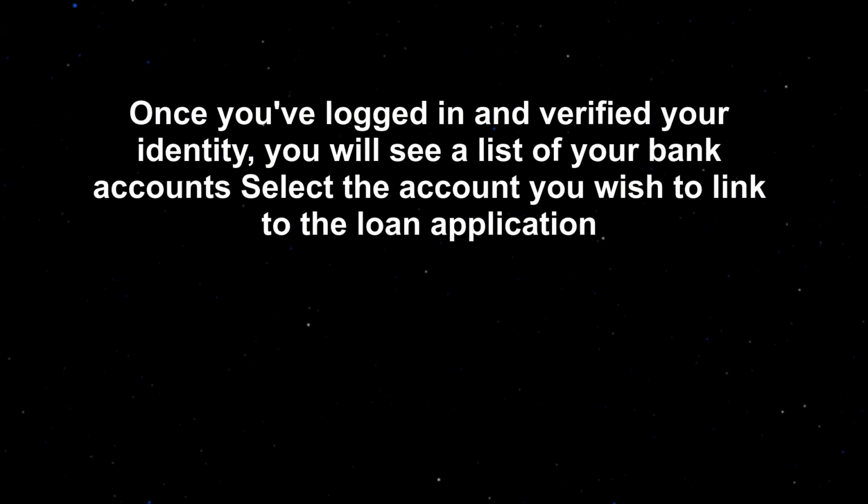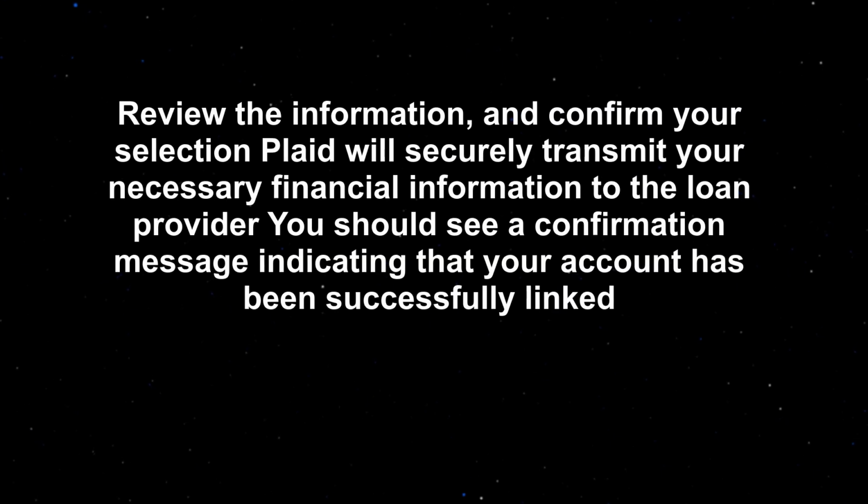Once you've logged in and verified your identity, you will see a list of your bank accounts. Select the account you wish to link to the loan application. Review the information and confirm your selection. Plaid will securely transmit your necessary financial information to the loan provider. You should see a confirmation message indicating that your account has been successfully linked.